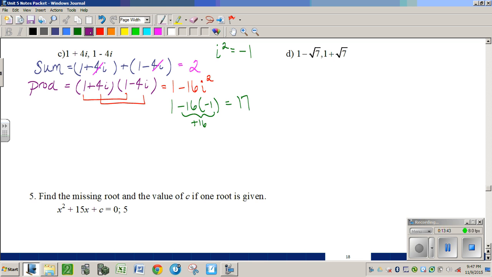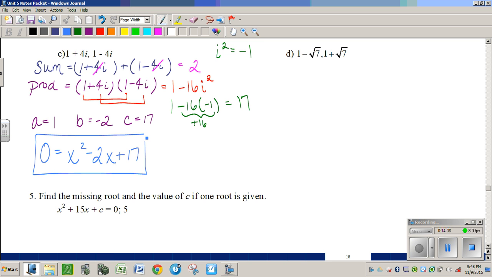Now, these are both integer values. They are not fractions. So we can assume that our a value is 1. If the sum is a positive 2, that means your b value is going to end up being negative 2. And we have a product or c value of 17. So let's go ahead and write this equation. We got 0 equals x squared minus 2x plus 17.